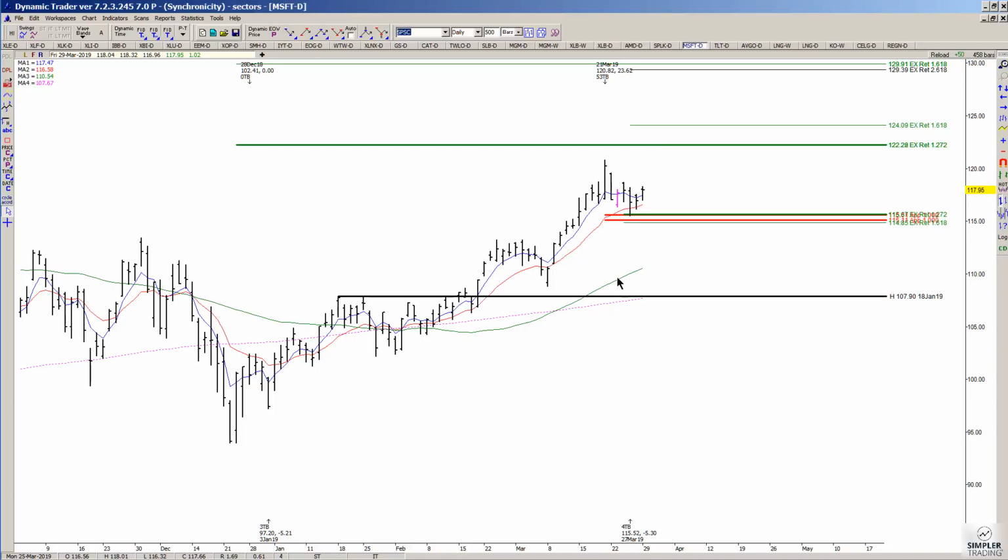And what's most important, when am I wrong? I'm wrong if it breaks the cluster. If it breaks the cluster, I don't want to be in on the buy side anymore. Okay, so you have risk definition, you have potential upside targets, and let's see what it does next week.